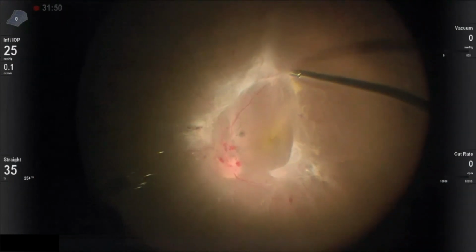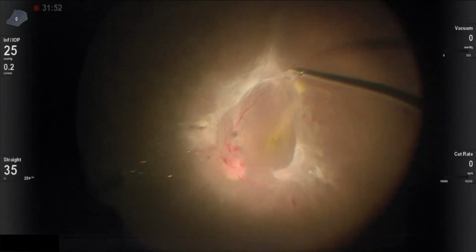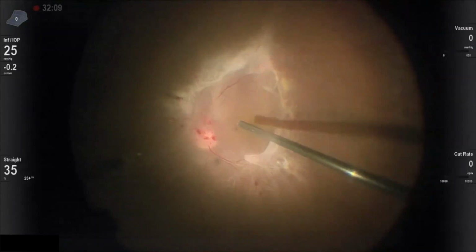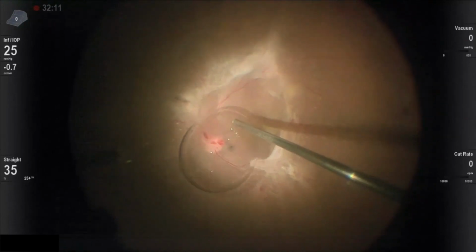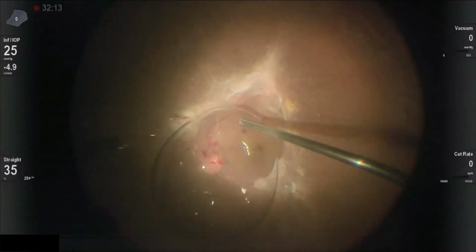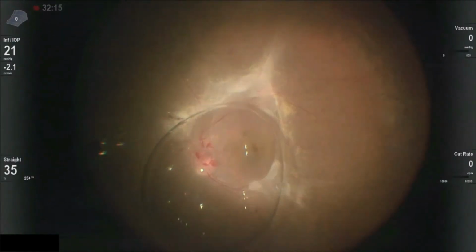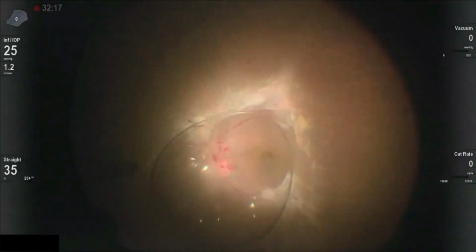Sometimes when we are trying to peel the membranes, it may cause significant traction over the retina. In such cases, we can inject PFCl to provide counter traction, which will help us to peel the membranes without causing iatrogenic breaks.